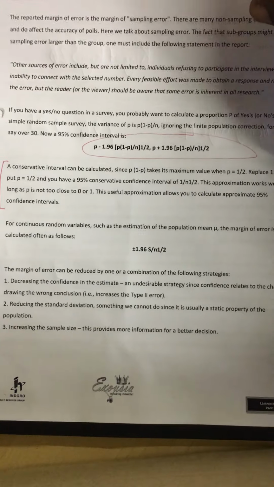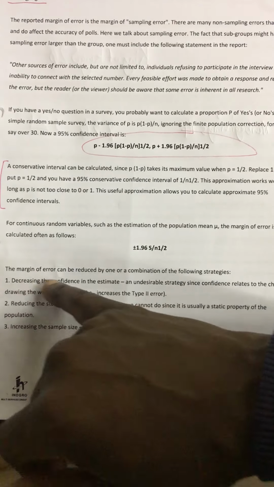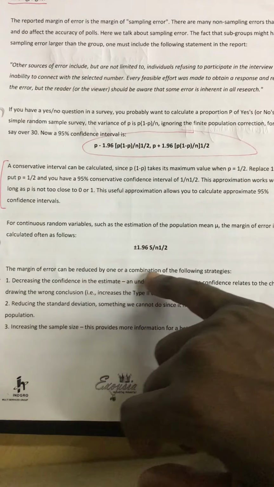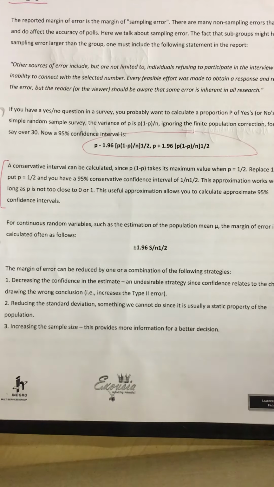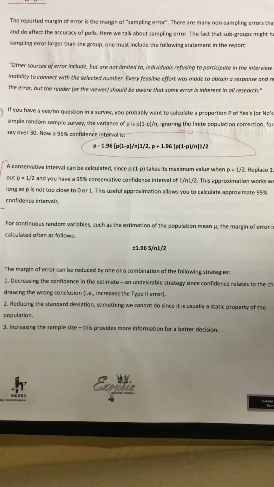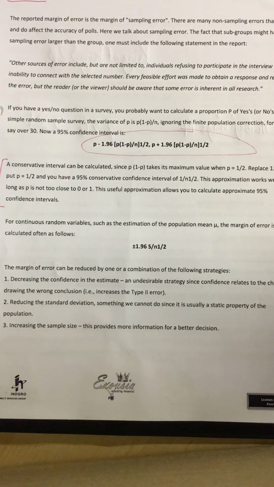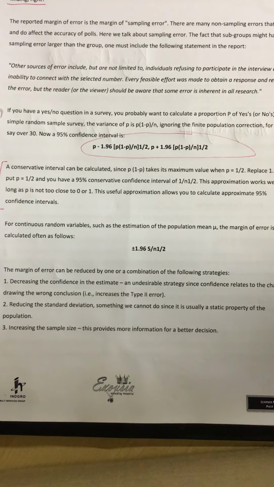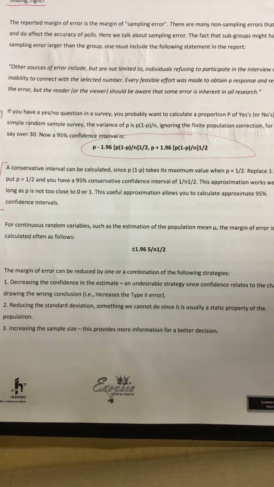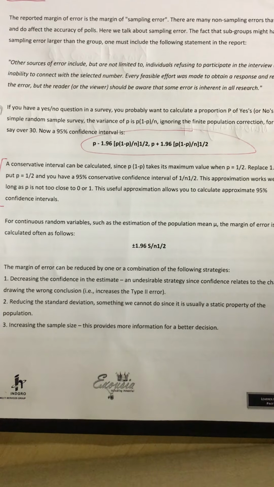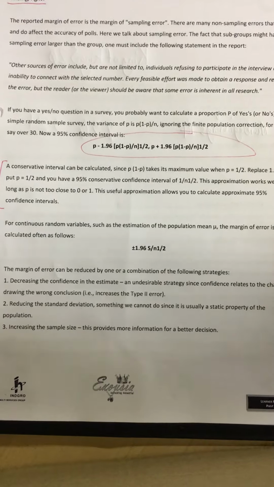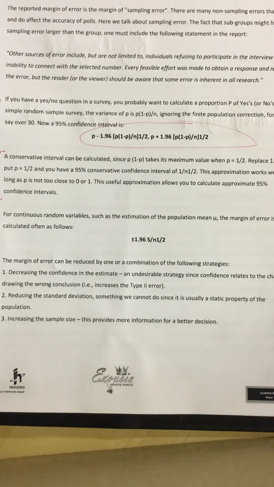Alright. The margin of error can be reduced by one or a combination of the following strategies. One, decreasing the confidence in the estimate, an undesirable strategy since confidence relates to the chance of drawing the wrong conclusion. Two, reducing the standard deviation, something we cannot do since it is usually a static property of the population. Three, increasing the sample size. This provides more information for a better decision.